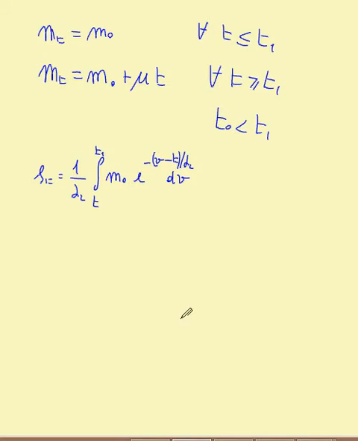Starting from T1, you have the second part. So you have 1 over alpha 2 integral between T1 and plus infinity. Starting from T1, the nominal money stock starts to grow at a rate equal to mu. So you have m0 plus mu v, e to the power of minus (v minus t) over alpha 2 in dv.